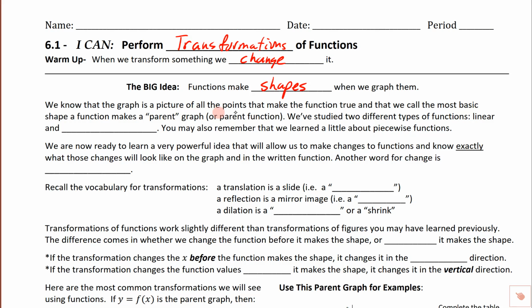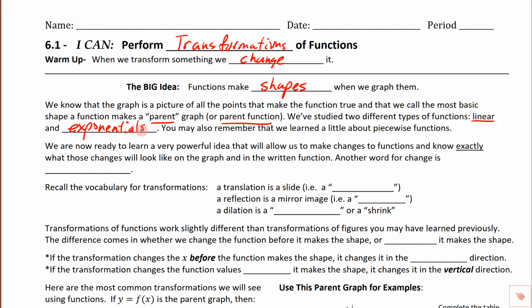So we know a graph is a picture of all the points that make a function true, and we call the most basic shape that a function makes a parent graph, or a parent function. We've studied linear functions, and we've also studied exponentials. So we'll just write the word exponentials right here. And you may remember that we also learned a little bit about piecewise functions. So we've kind of dealt with those three.